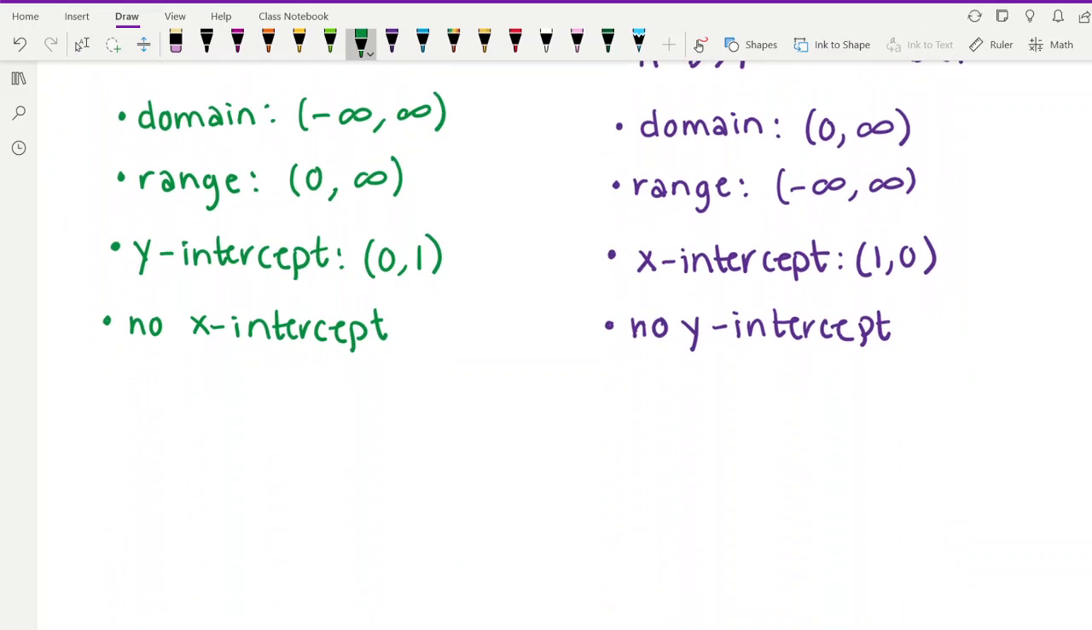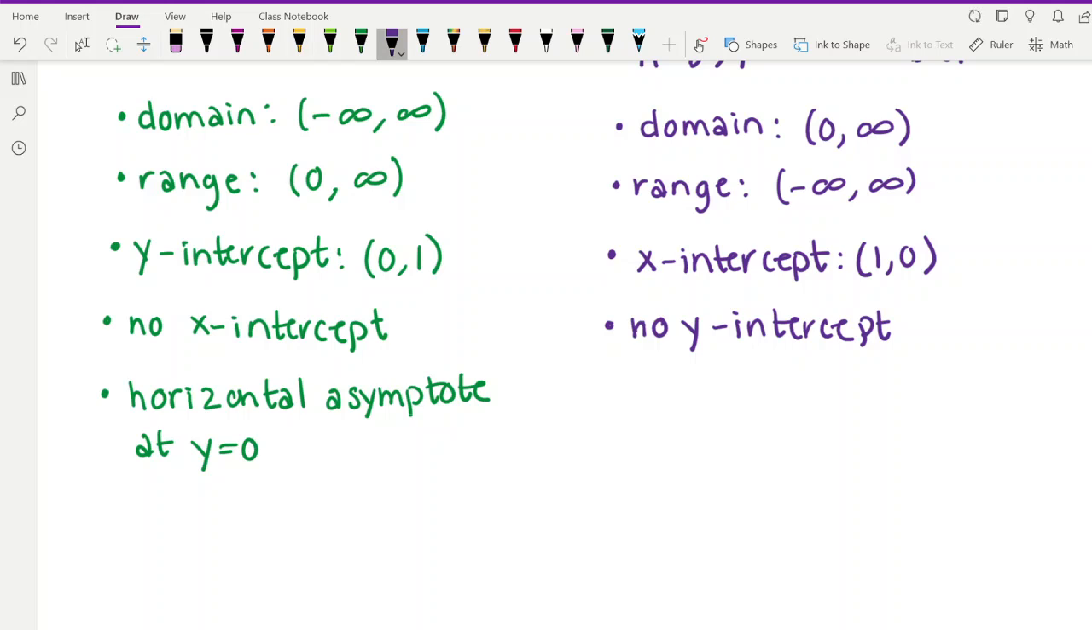Last thing I want to mention is the asymptote. So we know that the exponential function has a horizontal asymptote. And specifically a horizontal asymptote at y is equal to 0, or the x-axis. And then similarly, this logarithmic function is always going to have a vertical asymptote at x is equal to 0.